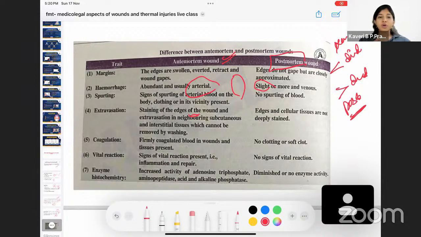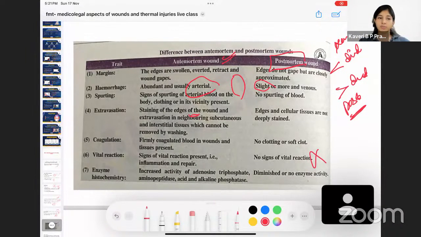Coming to coagulation, because in an antemortem wound the person is already living, the coagulation process is going to start and a scab is formed. Whereas in a postmortem wound, there won't be any clotting seen. And coming to the vital reactions, all the vital reactions, for example inflammation and repair, are going to be active in case of an antemortem wound. In a postmortem wound, there won't be any signs of vital reaction because the vital functioning of the person has stopped.